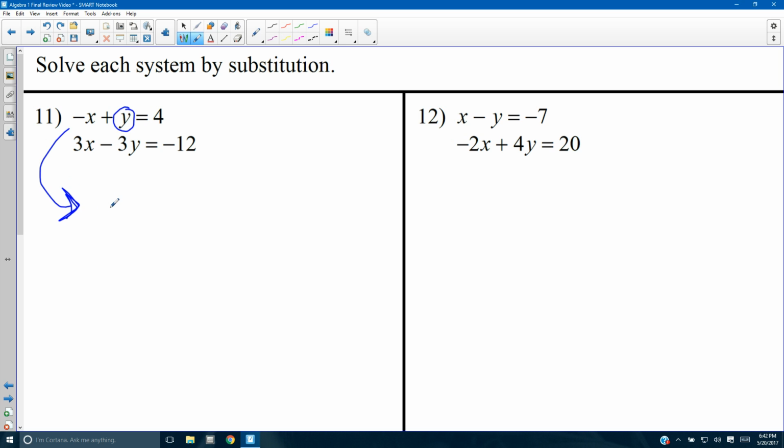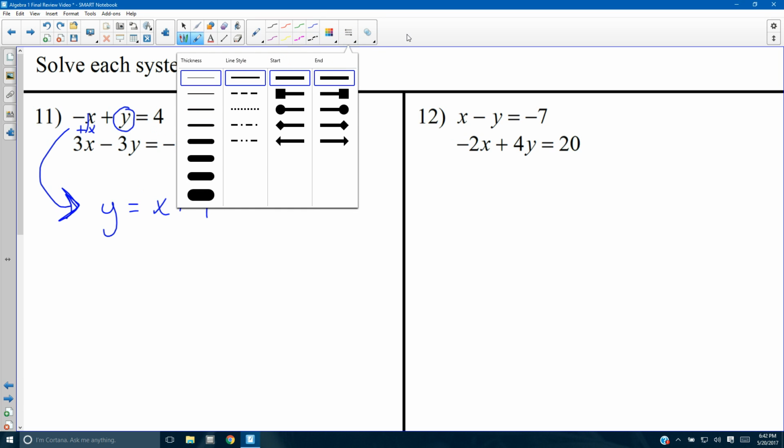How do I get y by itself? How do I make it say y equals? Well, I'm going to add x to both sides. Plus x, plus x. So y is 4 plus x. I might write x plus 4 because I'm used to that mx plus b format. So y equals x plus 4. X plus 4 is one way to express y.